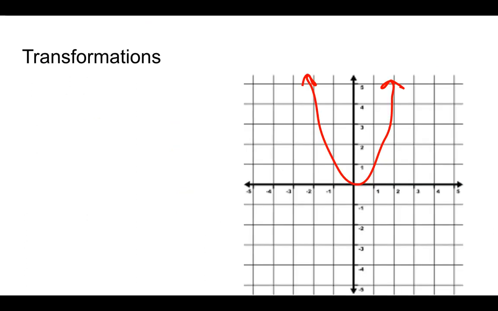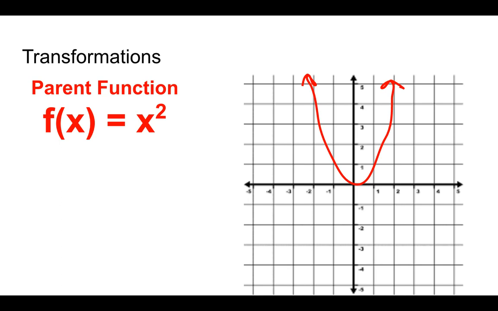Just like with linear functions, we can transform this parabola. We could transform the parent function, f of x equals x squared. We could transform it by shifting it left. We could transform it by shifting it right. We could transform it by shifting it down. We could transform it by shifting it up.